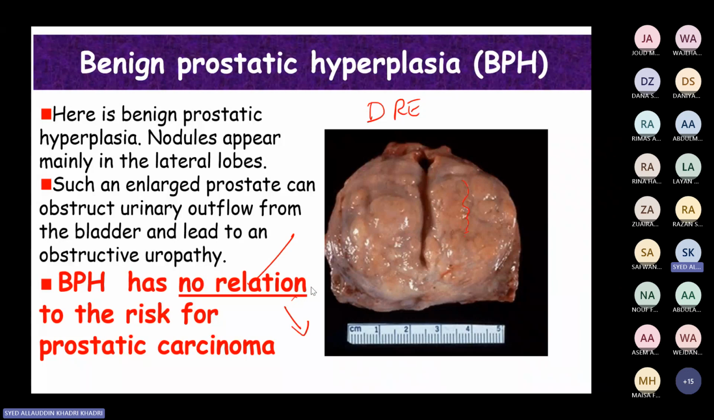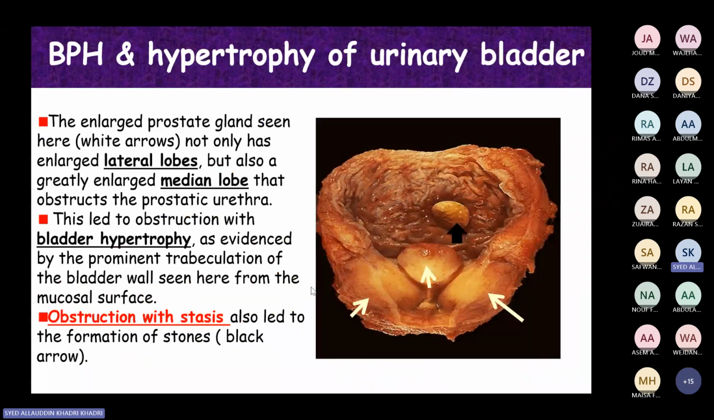And in the enlarged prostate gland seen here, with the white arrows you can see over here, not only are the lateral lobes enlarged, but it also has a greatly enlarged median lobe that obstructs the prostatic urethra. I told you about the central area. This leads to the obstruction, and subsequently, due to back pressure, understandably there will be bladder hypertrophy, as evidenced by the prominent trabeculations. You can see the trabeculations very clearly over here on the bladder wall, seen from the mucosal surface.